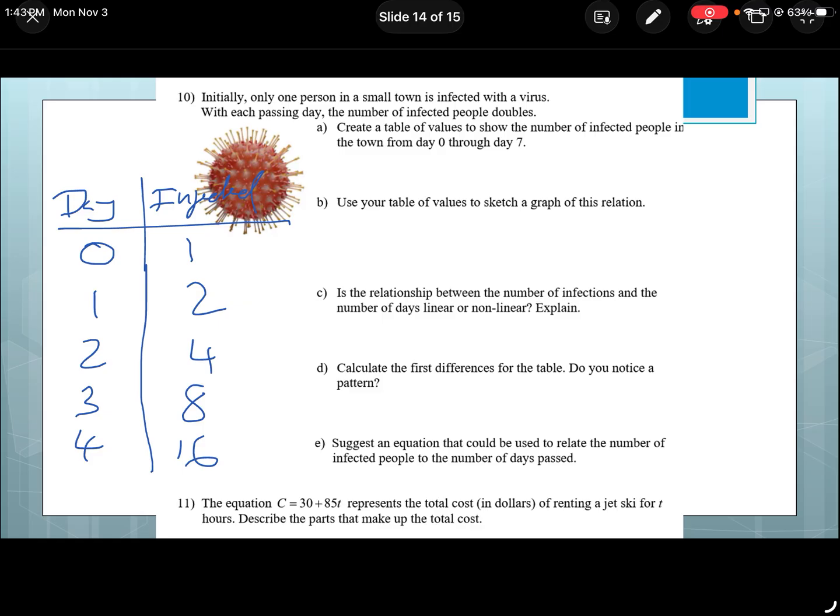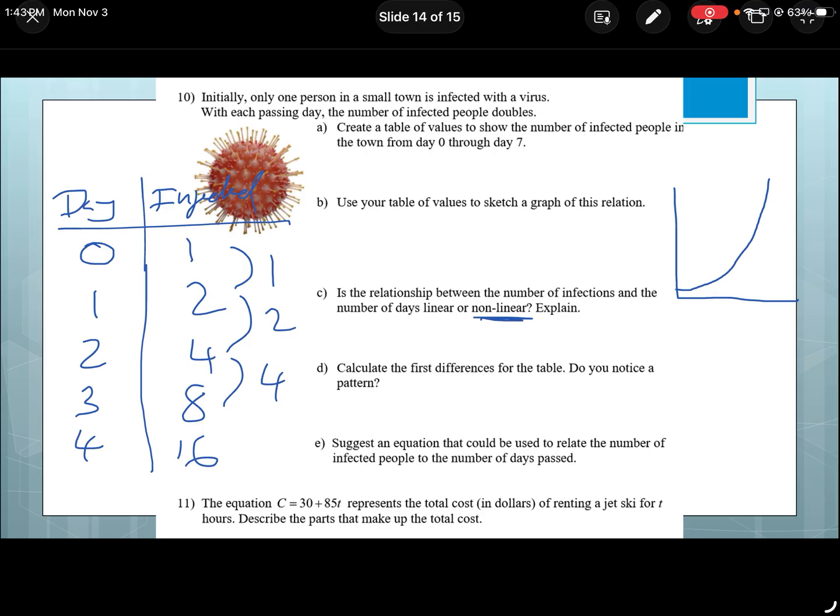Use your table of values to sketch a graph. If you sketch it, it would look roughly like this. Because the values double, it looks like it becomes a nice curve. Is the relationship between the number of infected and the number of days linear or non-linear? It is non-linear because it's not going up by the same amount. That's 1, that's 2, that's 4. They'd have to have the same gap to be linear.